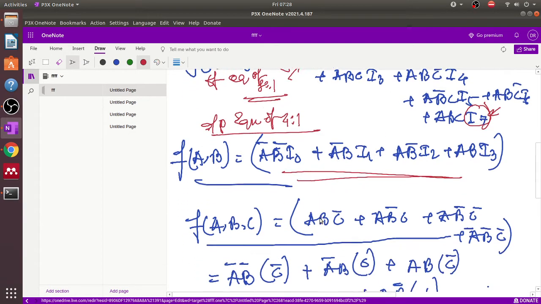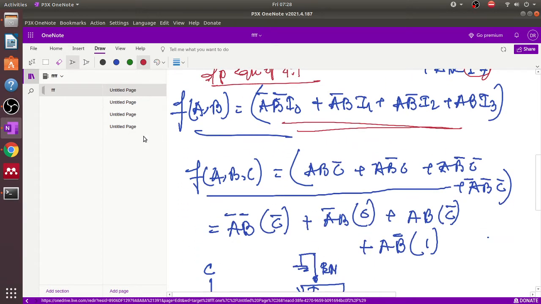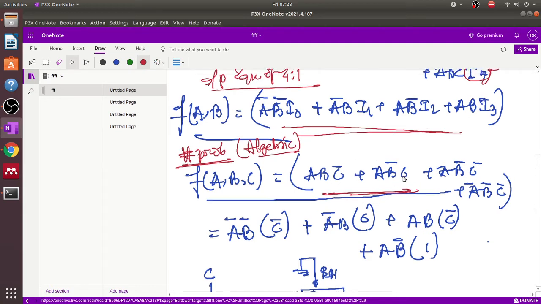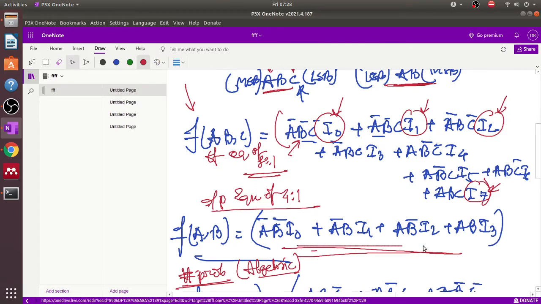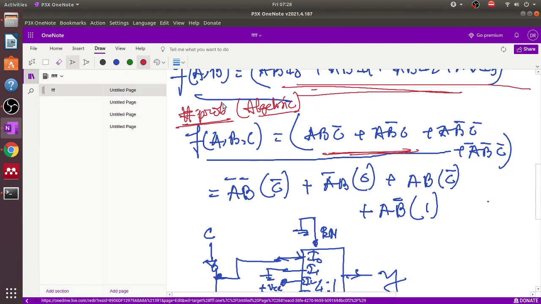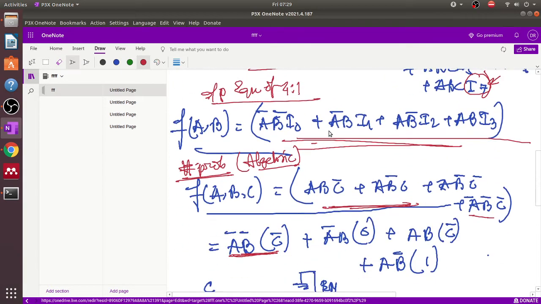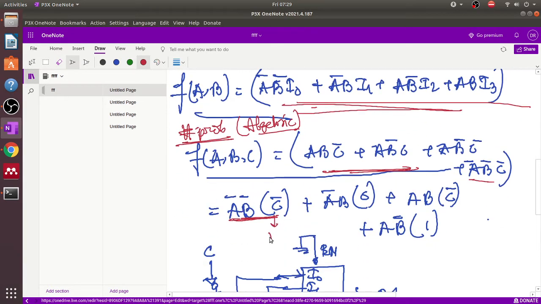Okay, now for example, this is our problem, one mathematical problem. Design this logic of 8:1 using 4:1 using the algebraic method. First of all we separate A and B, because we represent this equation in the form of this equation. So first we separate A bar B bar, so A bar B bar with C bar. That means if we represent this equation in this form, this is A bar B bar into I0, so this is applied to I0.